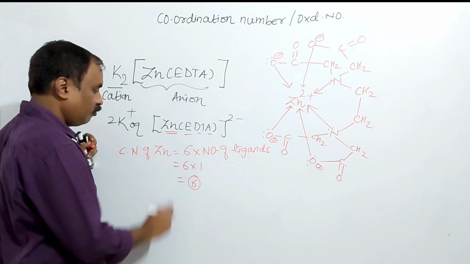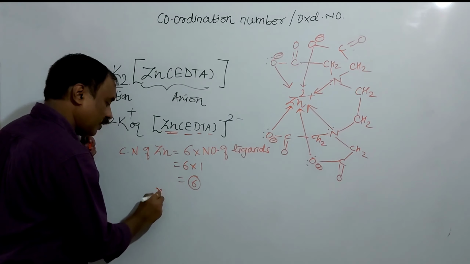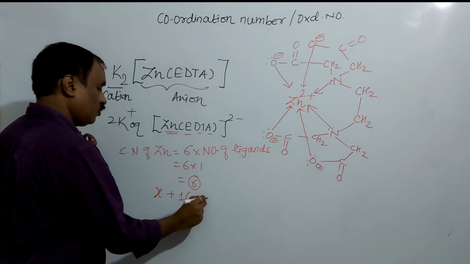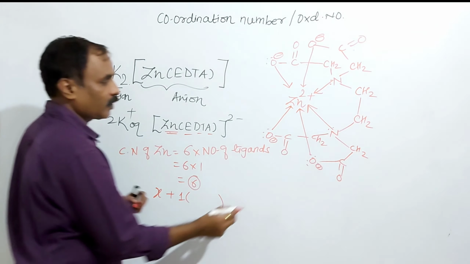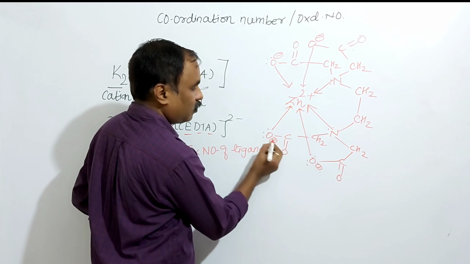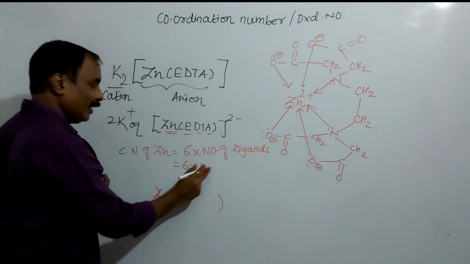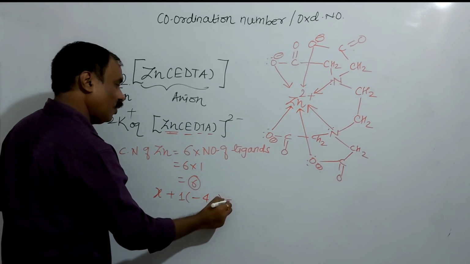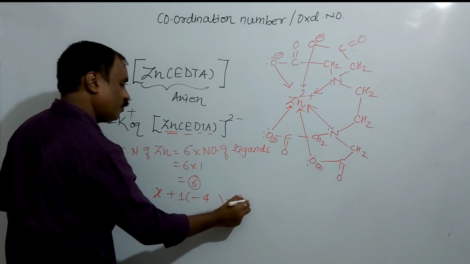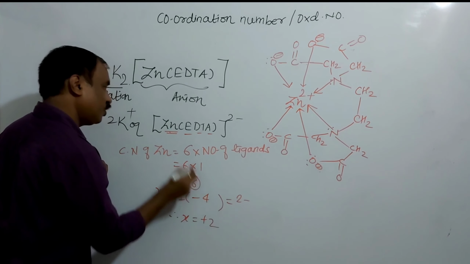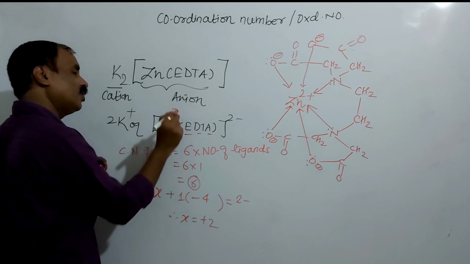And what is the oxidation number? Consider the oxidation number of zinc is X. Here it is 1 ligand. And what is the charge on this EDTA? See here, it is 1 minus, 2, 3, 4. 1 EDTA carries minus 4. What is the total charge on this? It is minus 2. Therefore, X is equal to plus 2. And the oxidation number of zinc is plus 2.